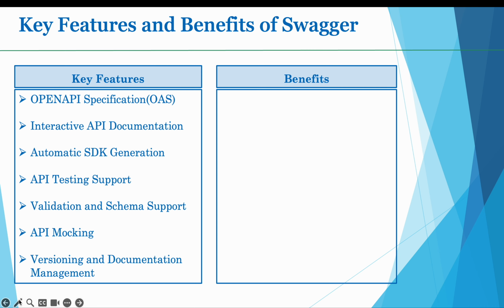Next, we will jump onto the benefits. Swagger provides improved developer experience. So it enhances the developer experience by providing comprehensive and interactive API documentation that is easy to navigate and understand. Developers can quickly onboard new APIs and experiment with the endpoints without the need of external documentation.